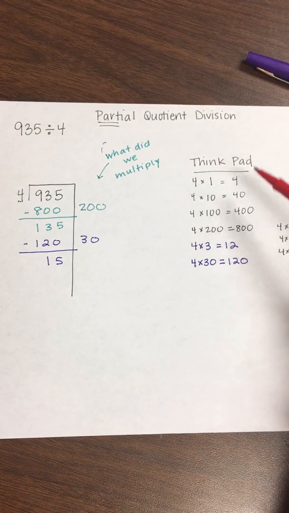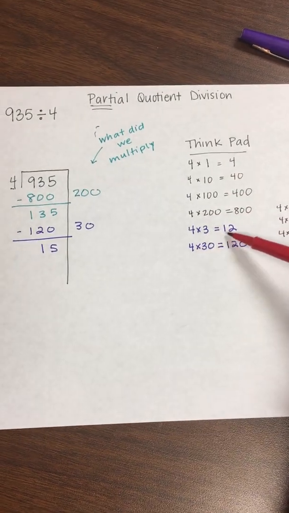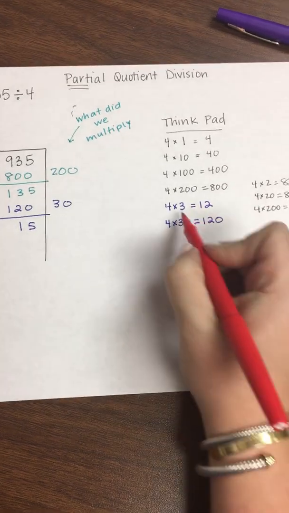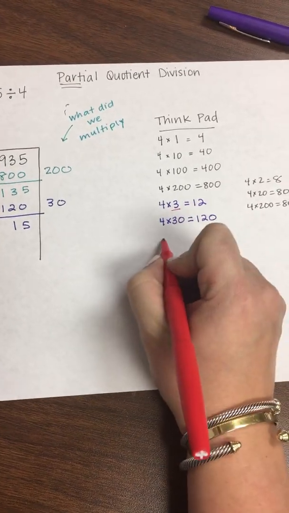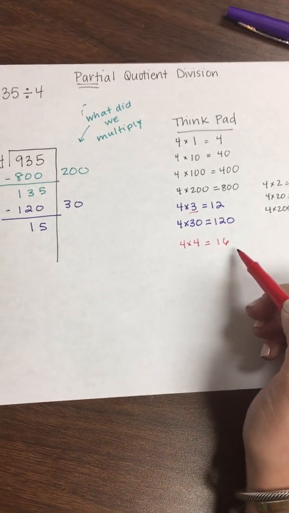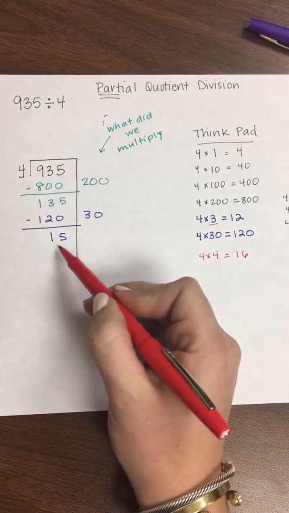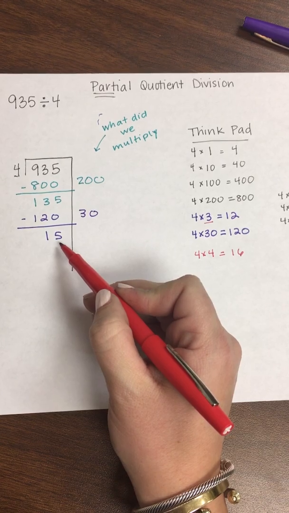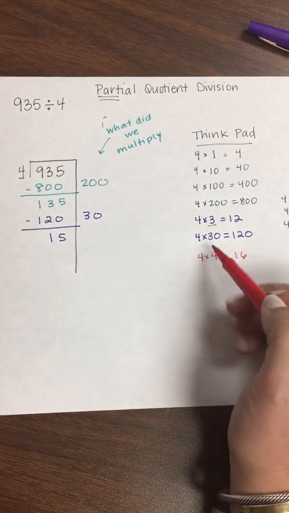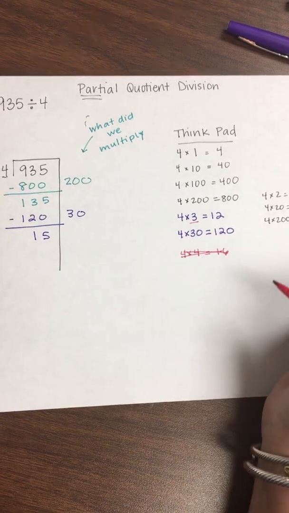My last piece, then I come back over here. 4 times 3 is 12. Some students might think, well, I wonder if I can get closer to 12. So after 4 times 3 is 4 times 4, which is 16. 16 is more than all I have to use. I only have 15. I cannot go over when I'm doing division. So I can't use 4 times 4 is 16.